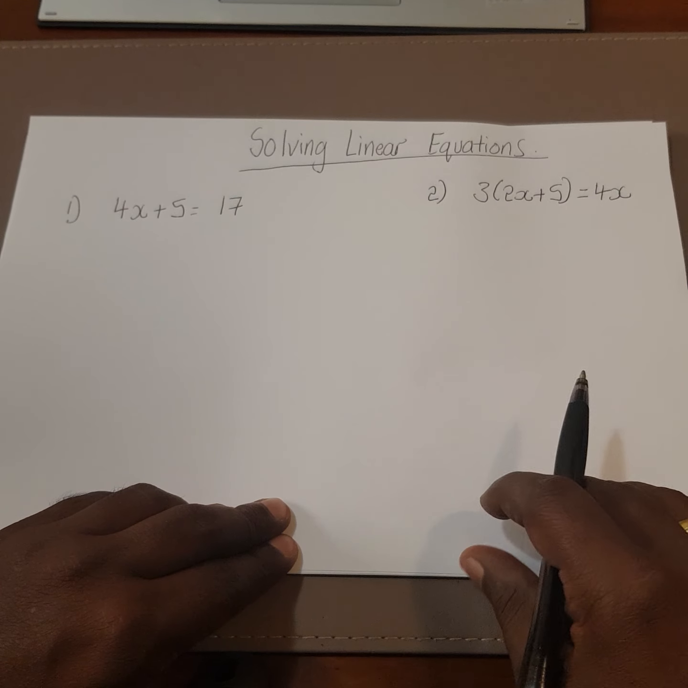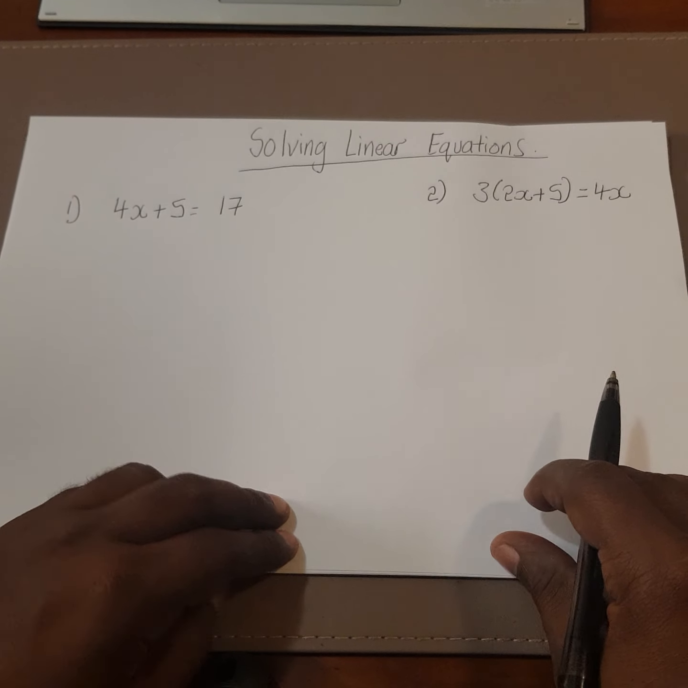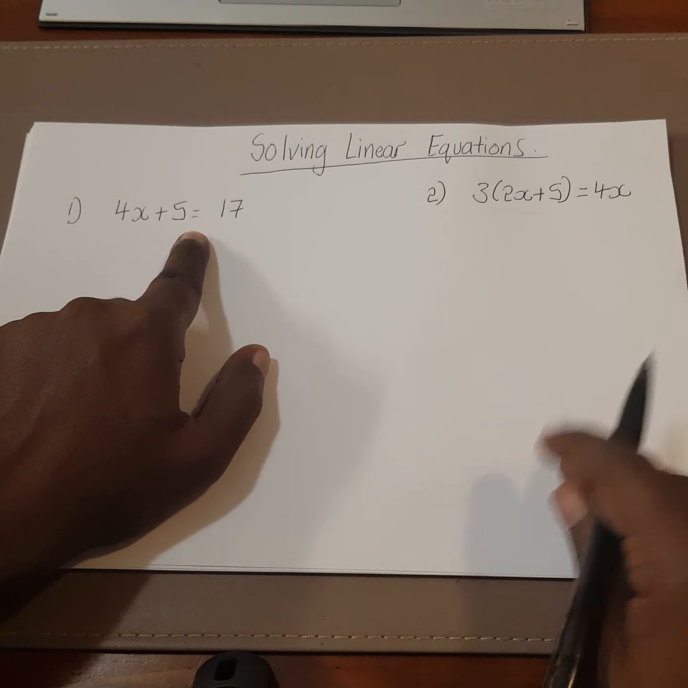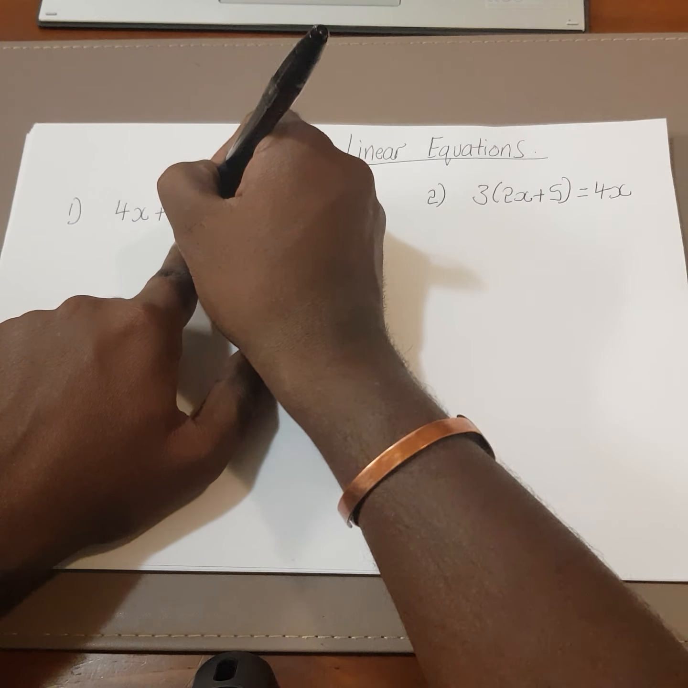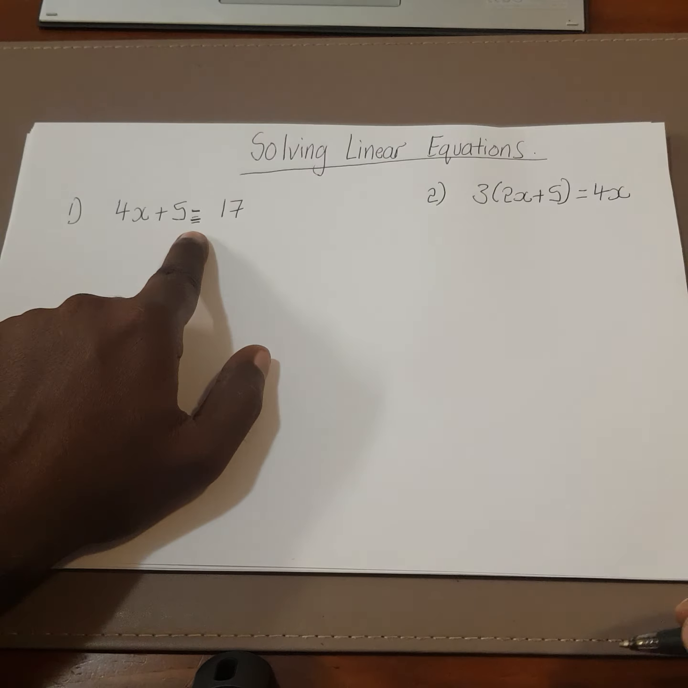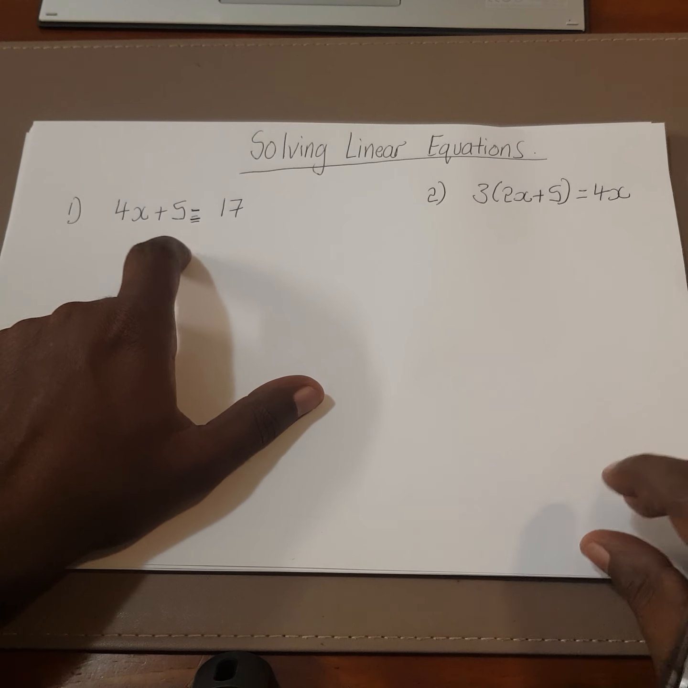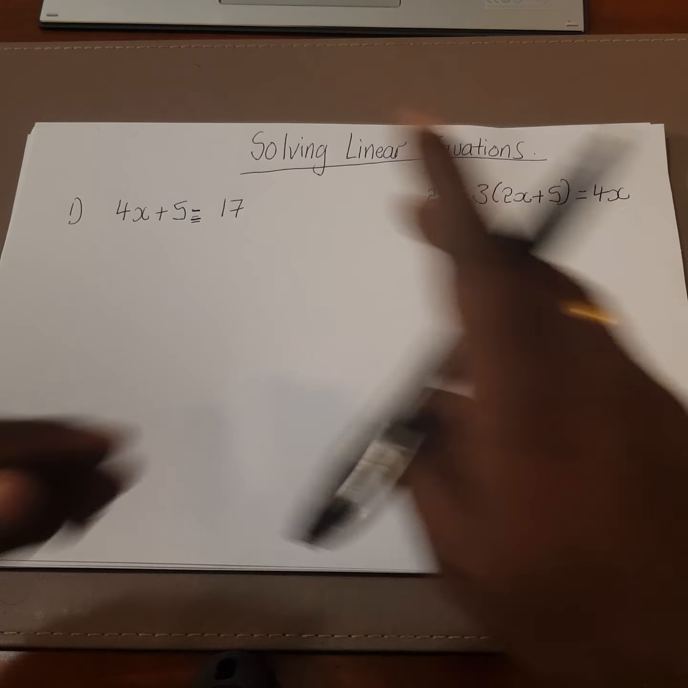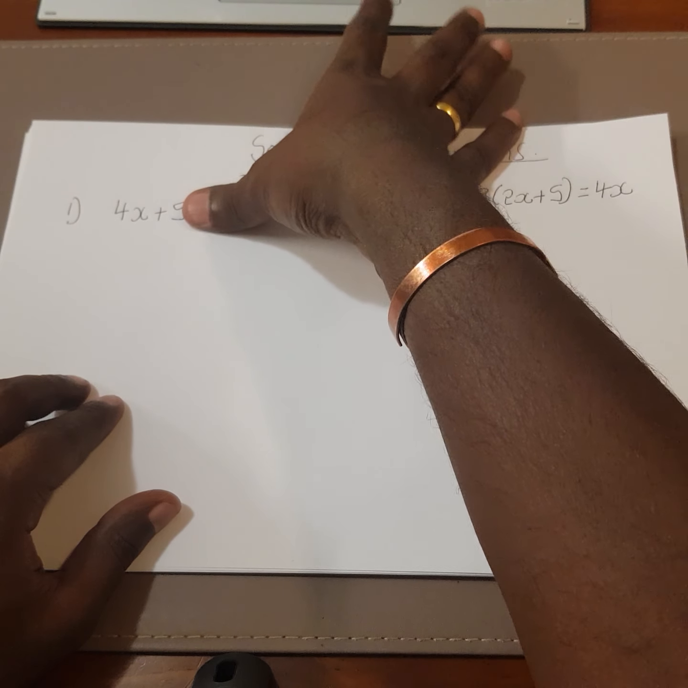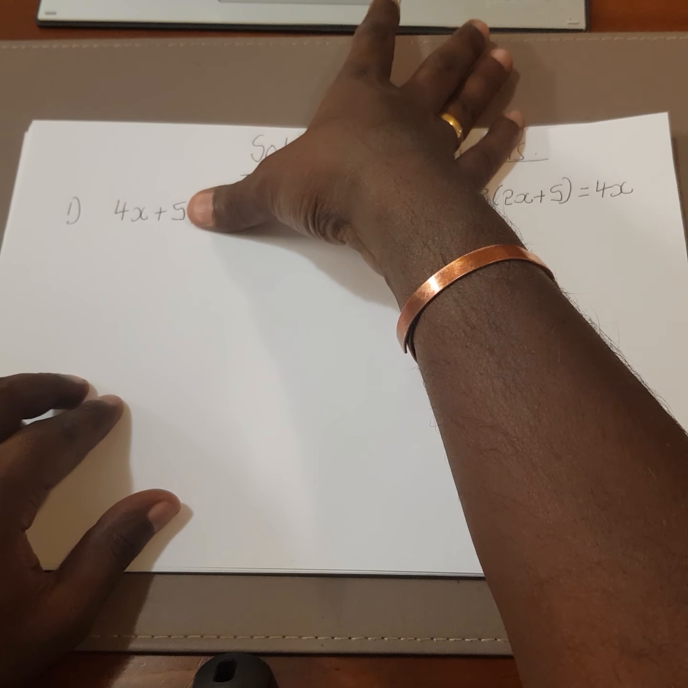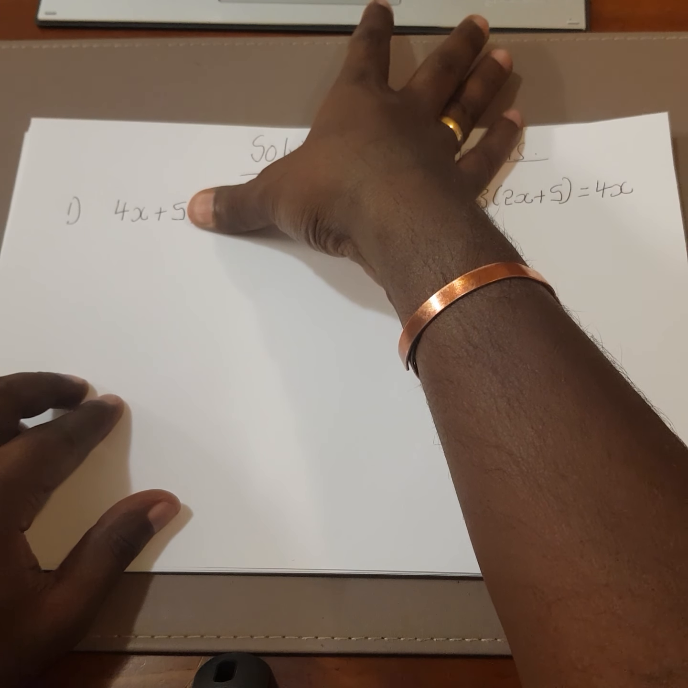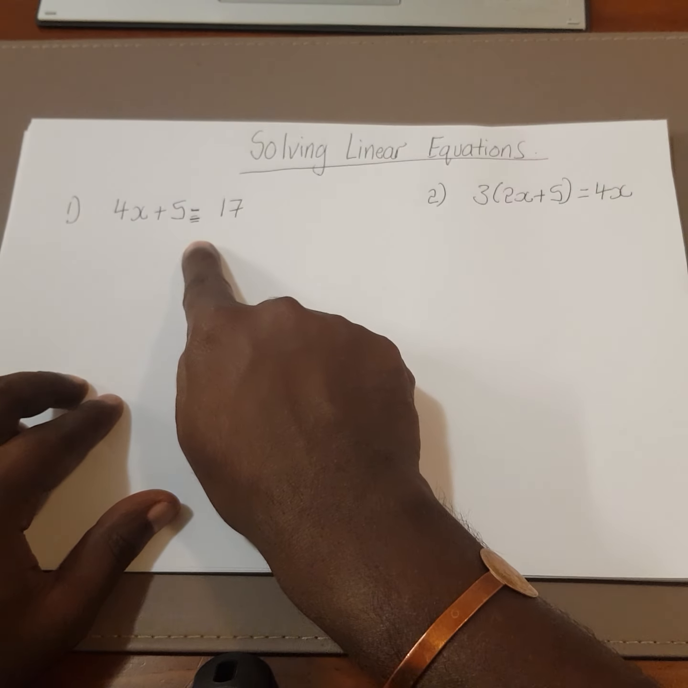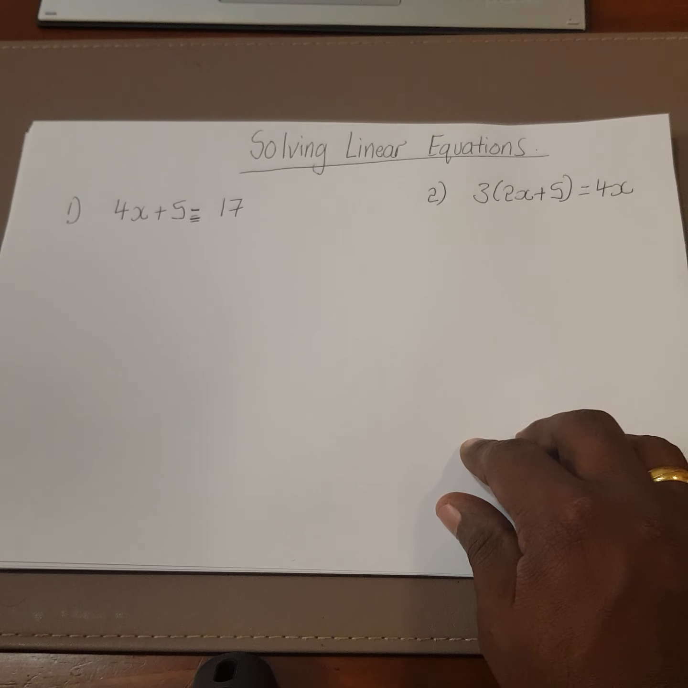Now, when you think of the word equation, you've got to remember there's an equal sign. This should not be mistaken for an expression. I'll give you an example. Let's say I have 4x plus 5 and I don't put an equal sign. That becomes an algebraic expression. The fact is I've put an equal sign there, so that becomes an equation.